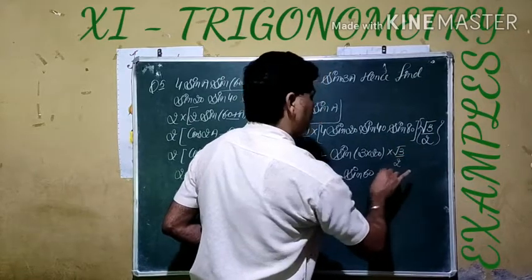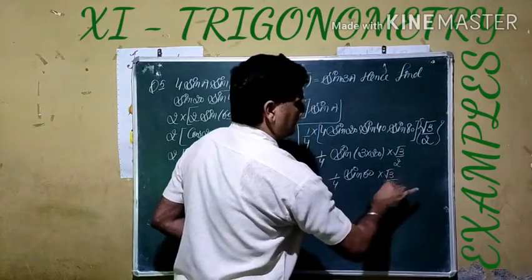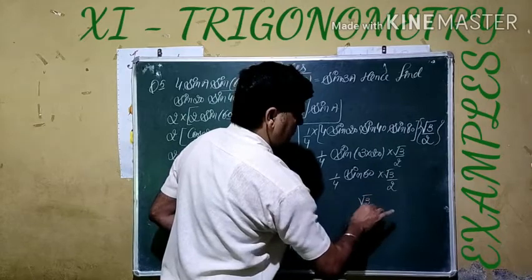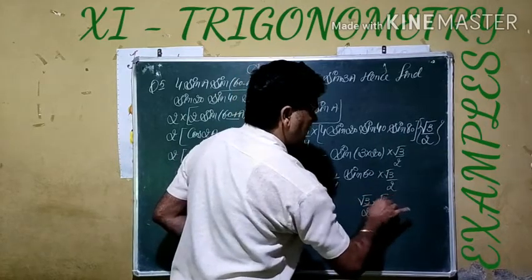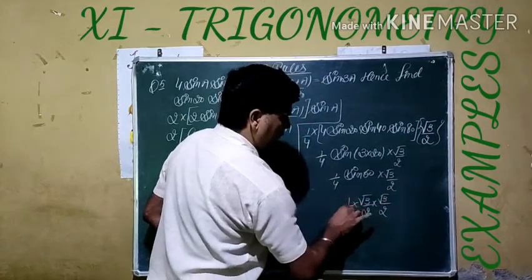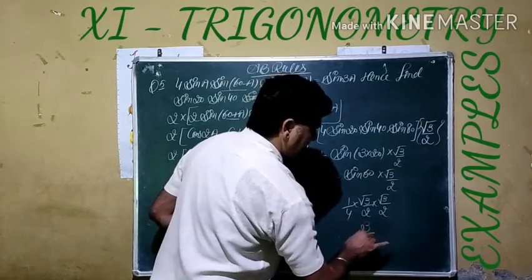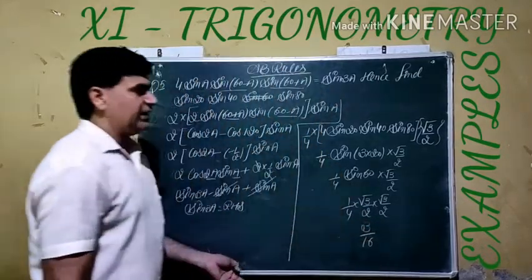Now we are going to use the value of sin 60 again from the table. It is given by root 3 by 2. This value remains same, multiplied by 1 by 4. If we simplify, we get the final answer as root 3 by 16.